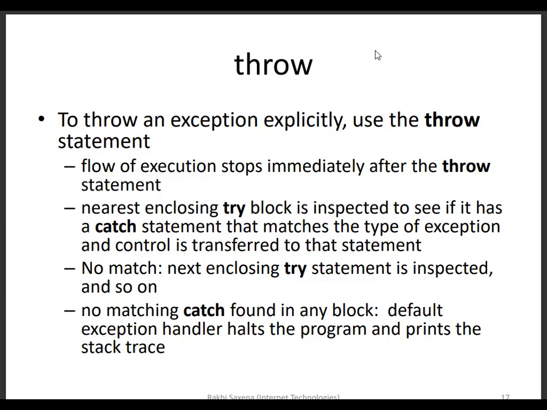The nearest enclosing try block is inspected to see if it has a catch statement that matches the type of exception, and control is transferred to that statement. For example, after the execution of the throw statement, it searches for the catch statement. If it finds the catch, then the exception is handled there. If there is no match, the next enclosing try statement is inspected, and so on.